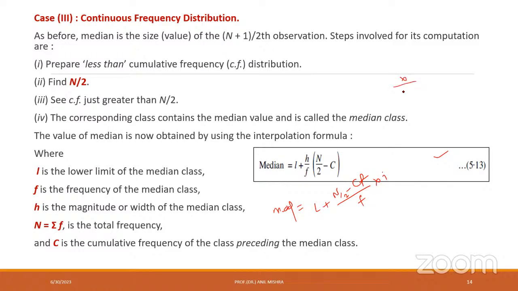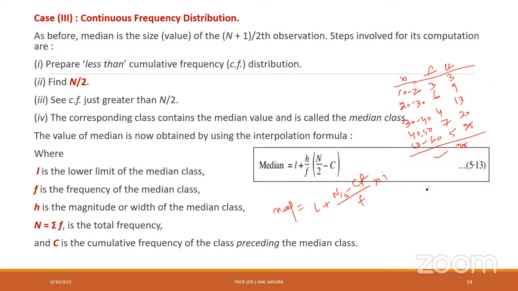Suppose we take an example: 10 to 20, 20 to 30, 30 to 40, 40 to 50, and 50 to 60. Corresponding frequencies are 3, 6, 4, 7 and 5. The total is 25, right? Calculate the cumulative frequency: 3, 9, plus 4 is 13, plus 7 is 20, plus 5 is 25. Cumulative frequency formula. Then we need to calculate n by 2.